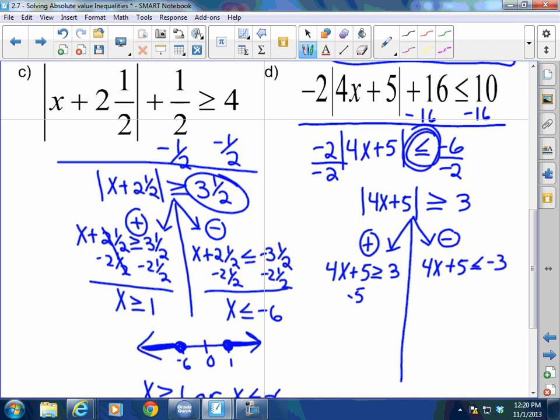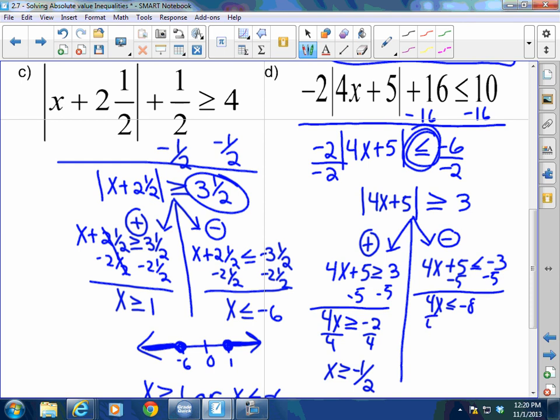Subtract 5 to both sides. 4x is greater than or equal to negative 2. Divide by 4. X is greater than or equal to negative 1/2. On my negative side, I subtract 5 to both sides. 4x is less than or equal to negative 8. Divide by 4. X is less than or equal to negative 2.